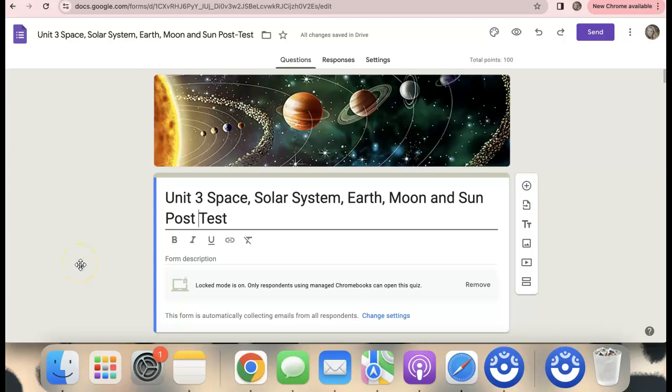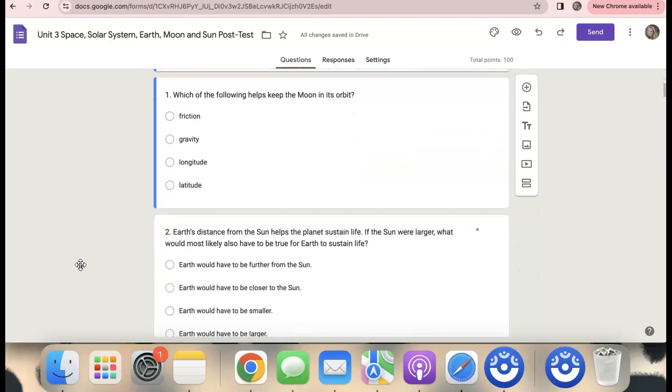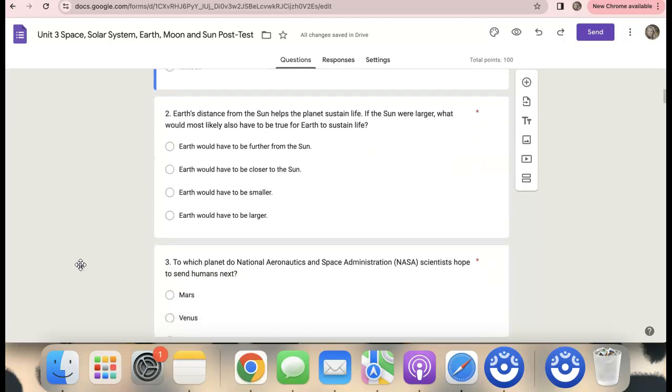This is the Unit 3 Space, Solar System, Earth, Moon, and Sun test. Number 1. Which of the following helps keep the Moon in its orbit? Friction, gravity, longitude, latitude. Number 2. Earth's distance from the Sun helps the planet sustain life.